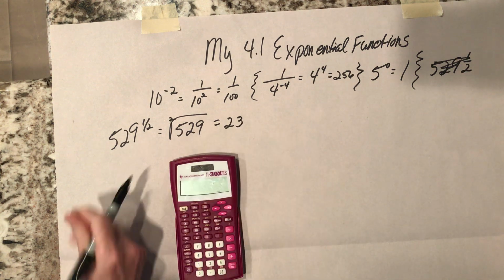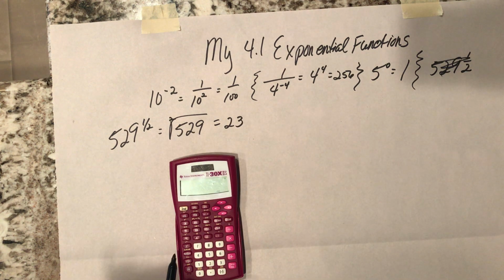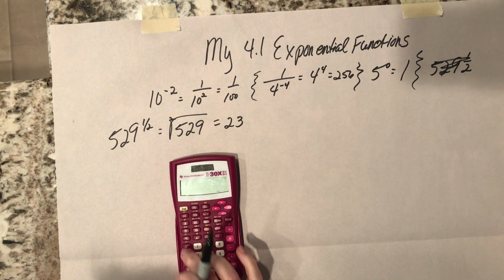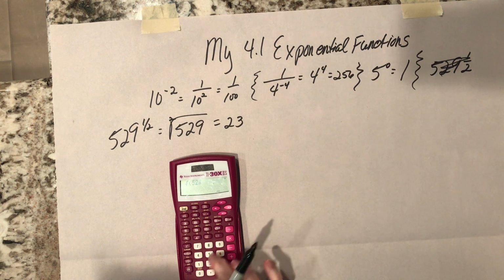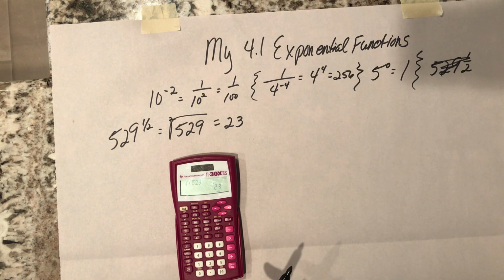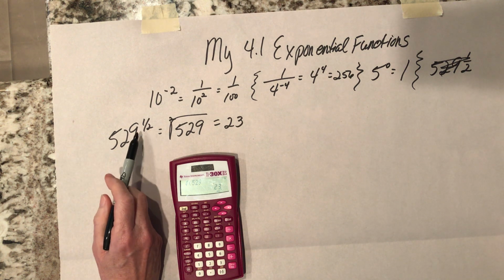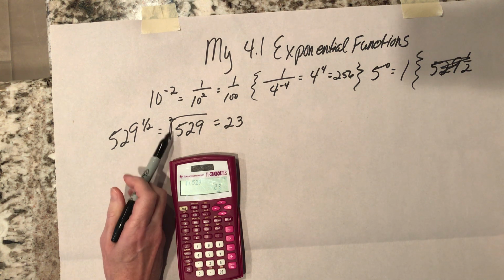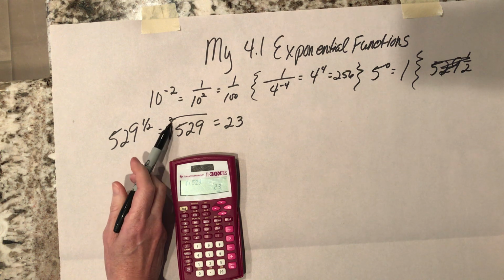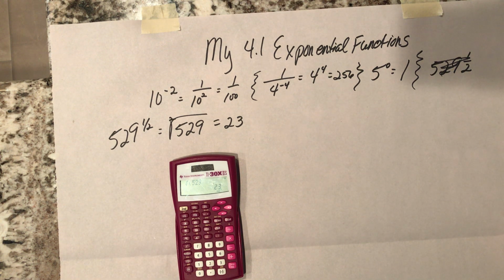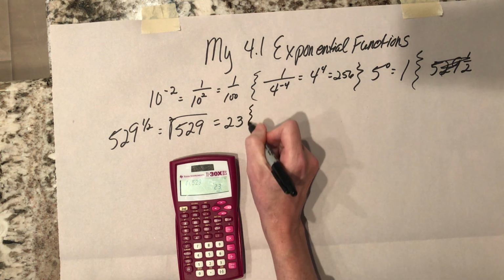Or you can go at it as a square root. Here's the square root key, up above the x squared. So second, x squared will give you the square root. The square root of 529 equals 23. Either one. It'd be cool if you understood that raising to the 1/2 means the same thing as putting the radical up there and using that denominator for the index, which helps you with the next one.